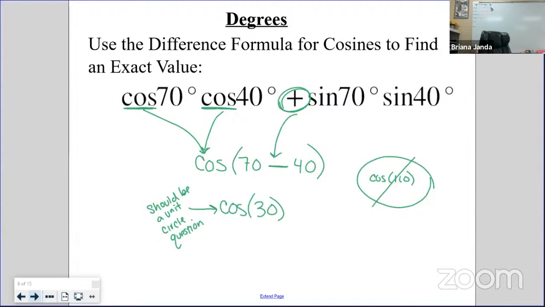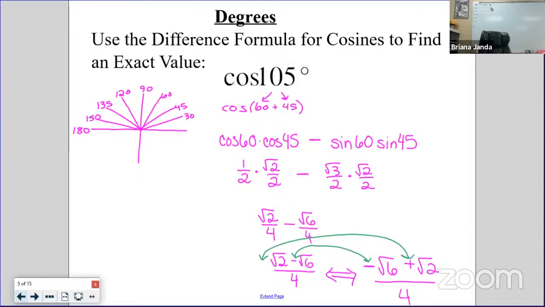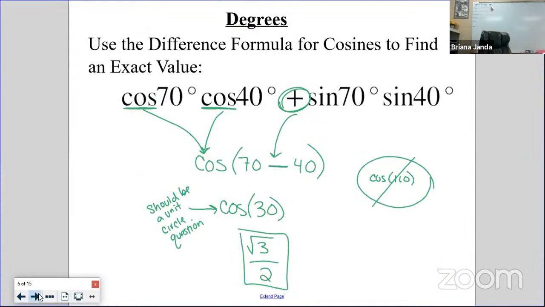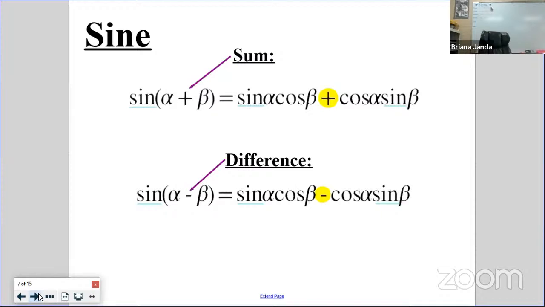Okay? And then we just answer this. What is the cosine of 30 degrees? Square root of 3 over 2. Okay, so you've kind of seen both directions. They gave us the matching part of it. We had to pick which formula that came from and put it back together, right? Or we had to pull it apart to be able to actually do this. There's your cosine formula. Let's move on to sine.